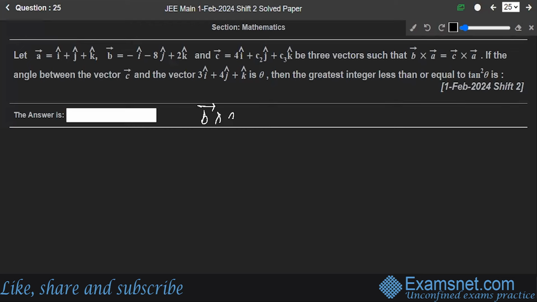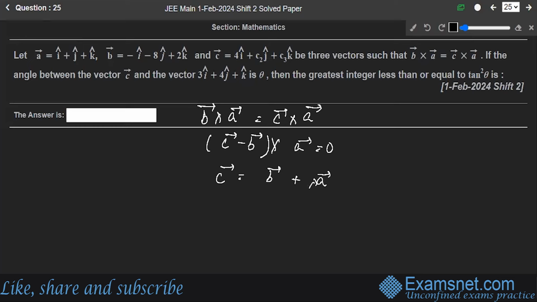Here you have B vector cross A vector is equal to C cross A, or this can be written as C minus B cross A vector is equal to 0. C vector will be given by B plus lambda A vector.